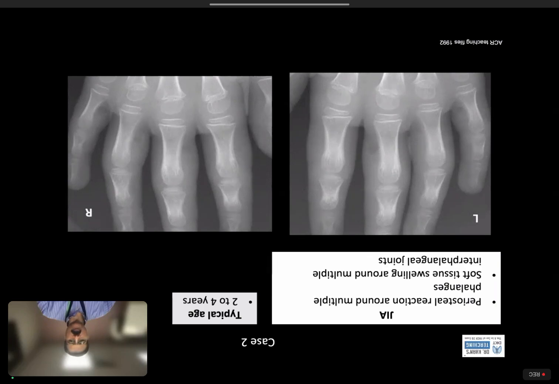In JIA, what happens is that there can be periosteal reaction around multiple phalanges, and there can be soft tissue swelling. So for example, there is periosteal reaction. Look at the age. Age is 2 to 4 years. Our case was less than a year. I'll come back to the case.